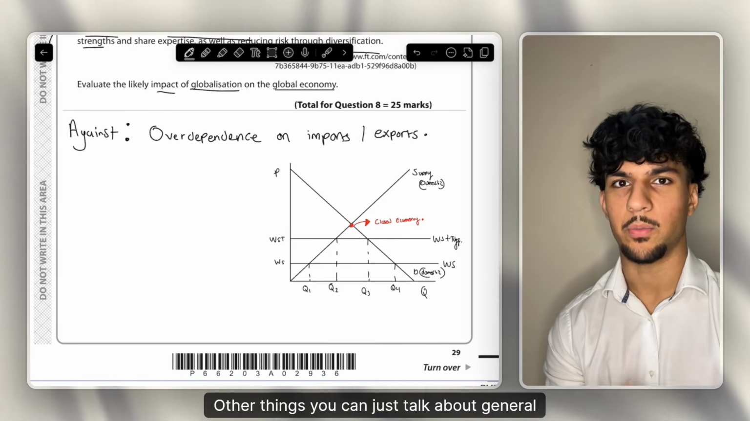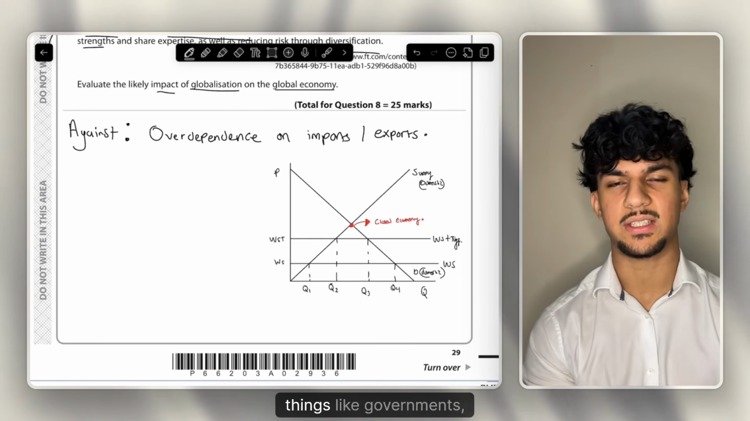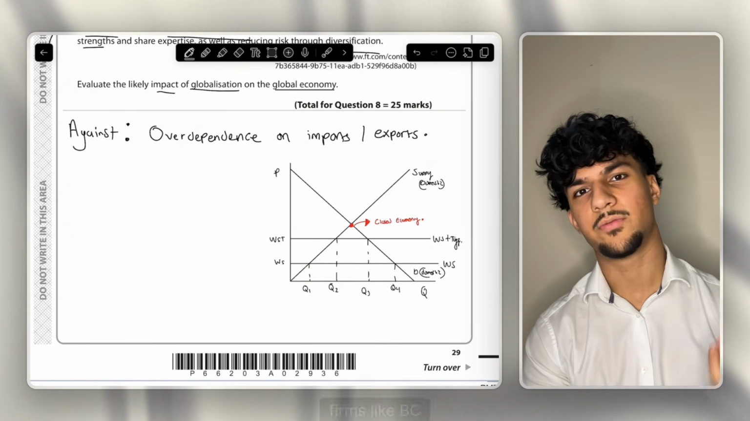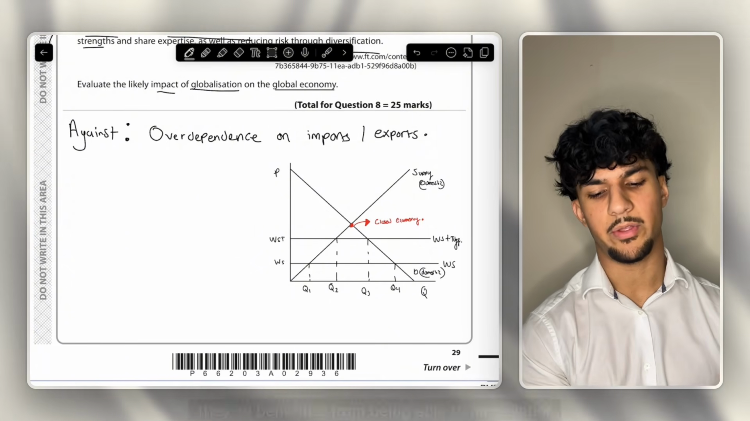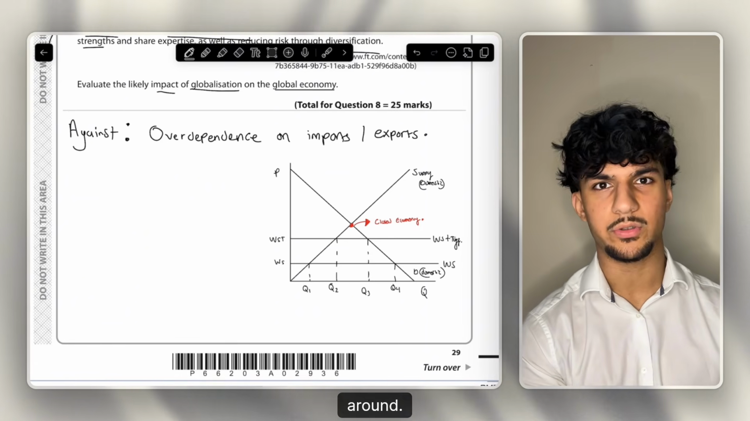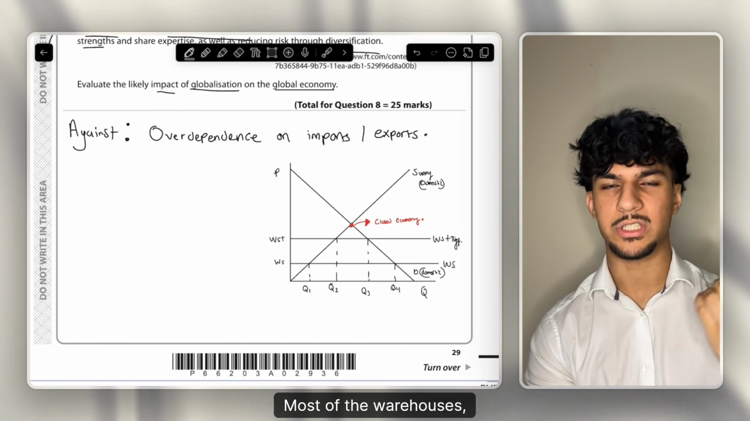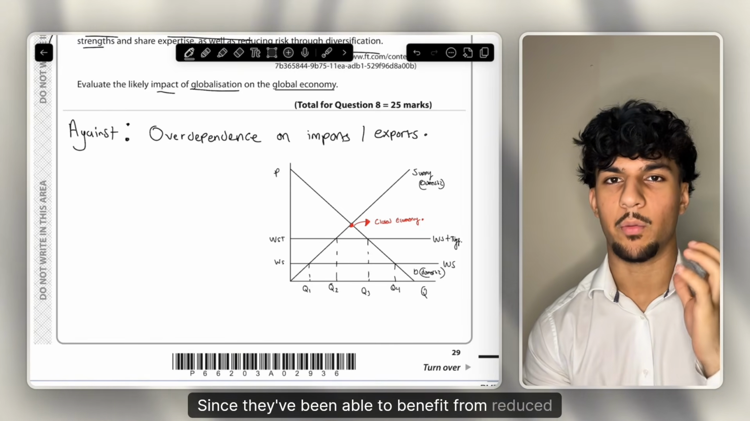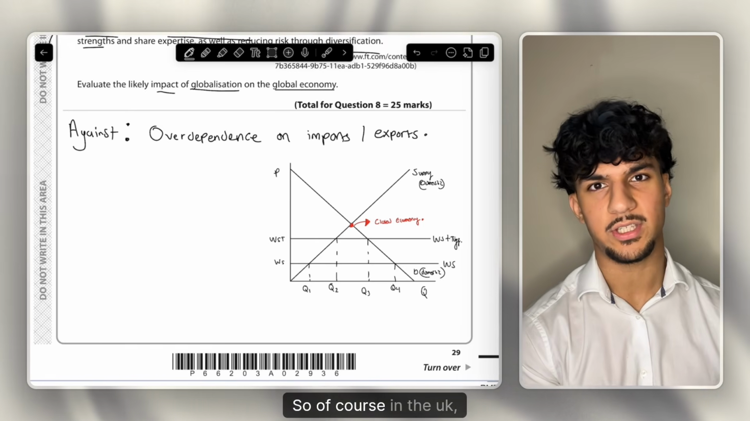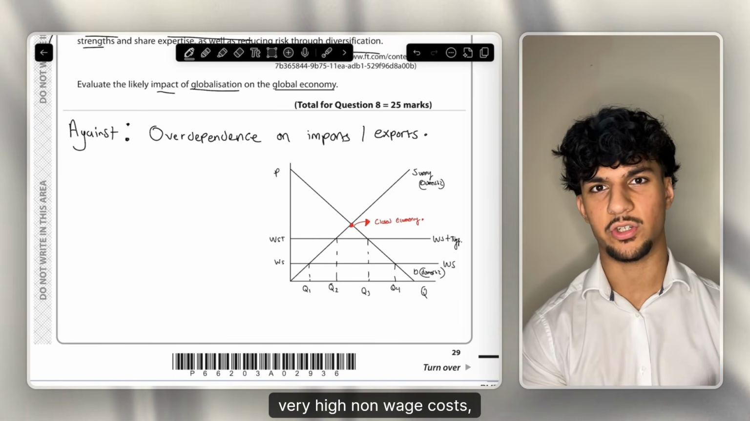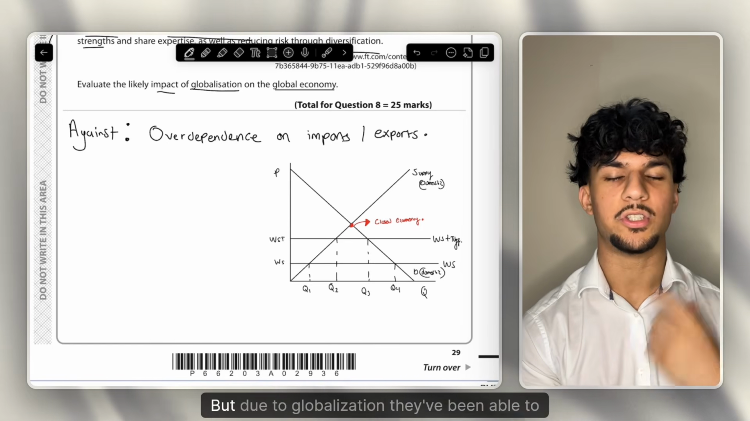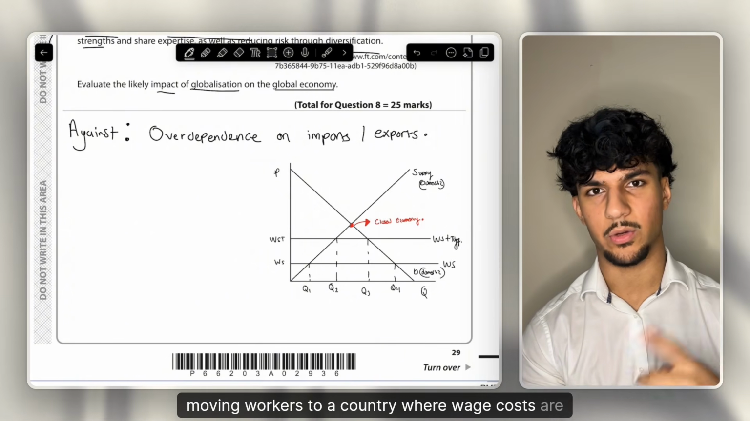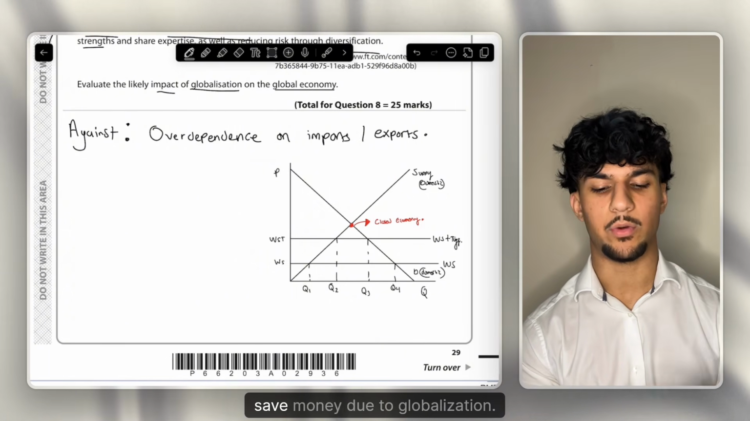Other things, you can just talk about general positives of globalisation, like we mentioned earlier, things like how governments benefited, with increased tax revenue from tariffs. And then firms like BT, lots of big firms, have benefited from being able to move labour around. So for example, BT, whenever you ring up customer service, they usually pick up from India. Why? Since they've been able to benefit from reduced costs due to relocation. So of course in the UK, very high minimum wage, very high non-wage costs, therefore the cost per worker is extremely high, but due to globalisation they've been able to benefit by moving workers to a country where wage costs and non-wage costs are lower, thus saving money.